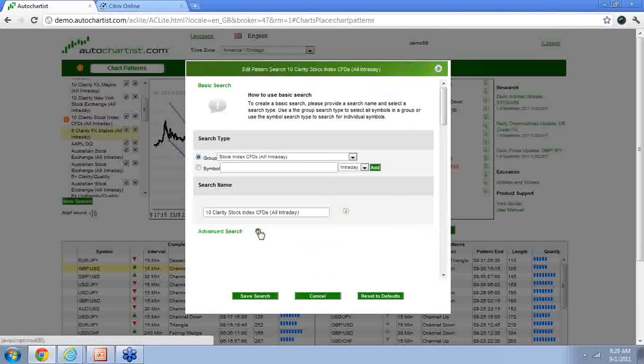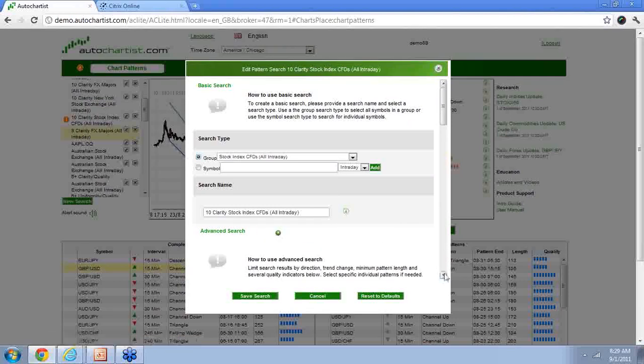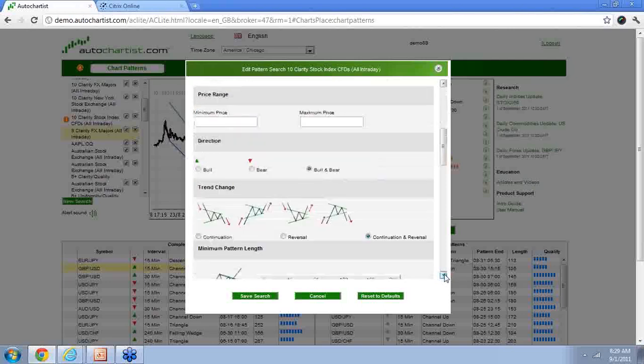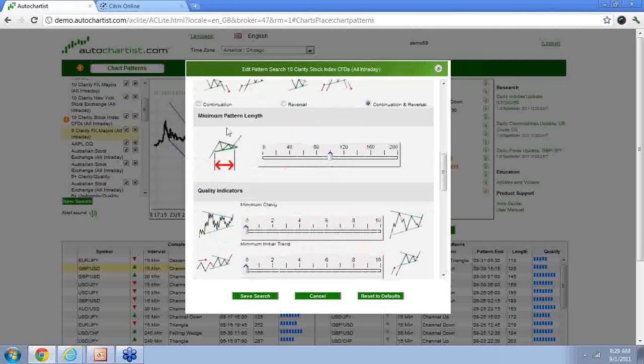And when I go down to advanced search, I have the ability to go in here and set my minimum pattern length to whatever I want, from 0 to 200. So you can see I've selected 100 here, so it's a minimum pattern length, so I'm having it search for only patterns that have over 100 candlesticks in them.